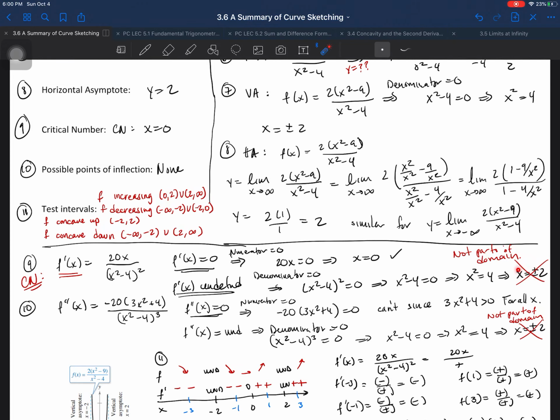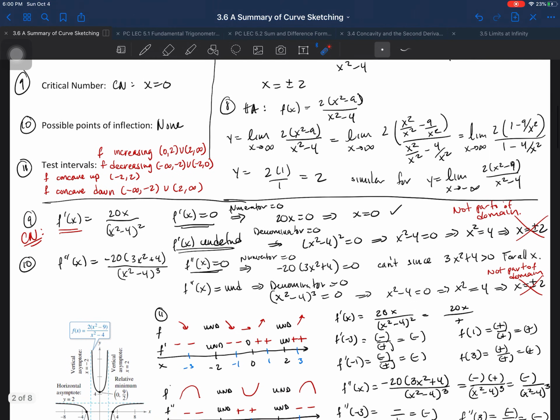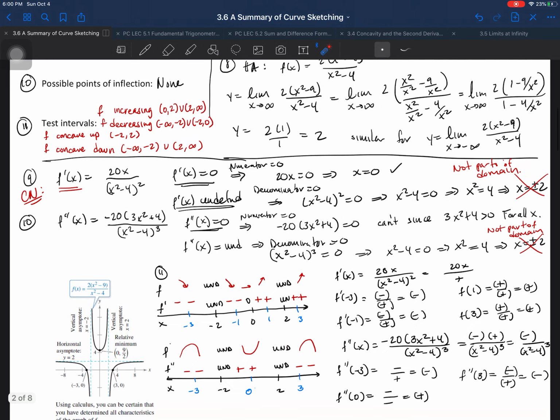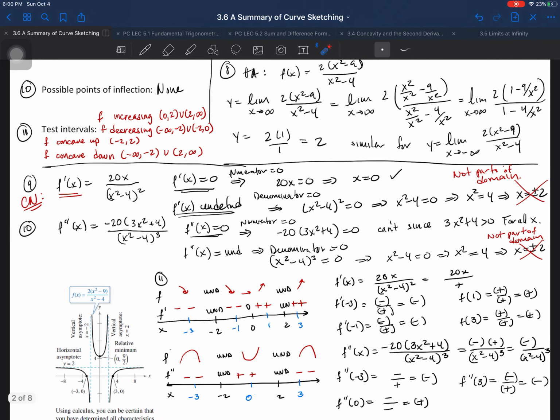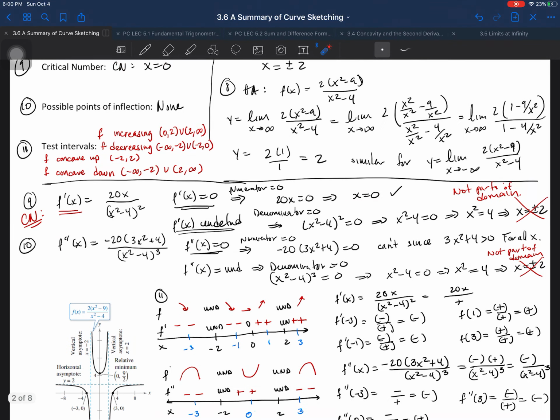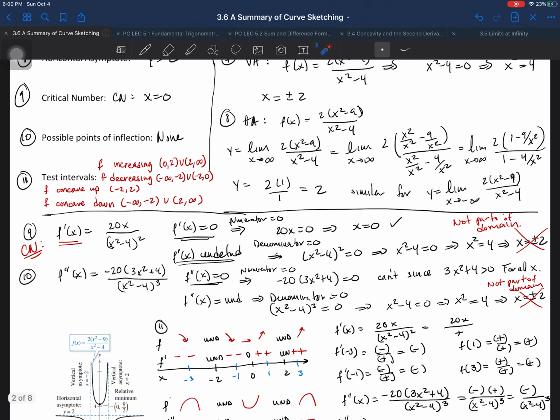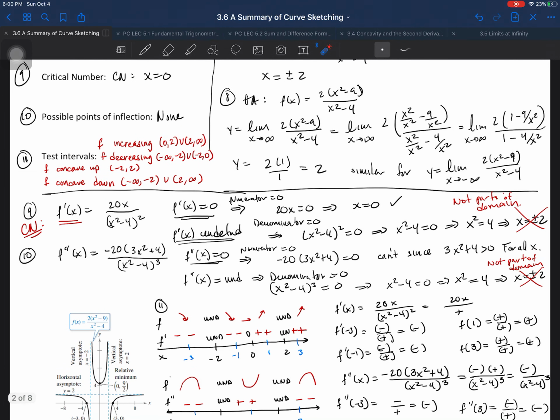Remember that 2 and negative 2 are not part of the domain of the original function, so therefore these cannot be critical numbers. Now, they're not critical numbers, but they're still going to be part of the number line. We're going to discuss that later on. So the only critical number that we have is x equals 0. So there you go.